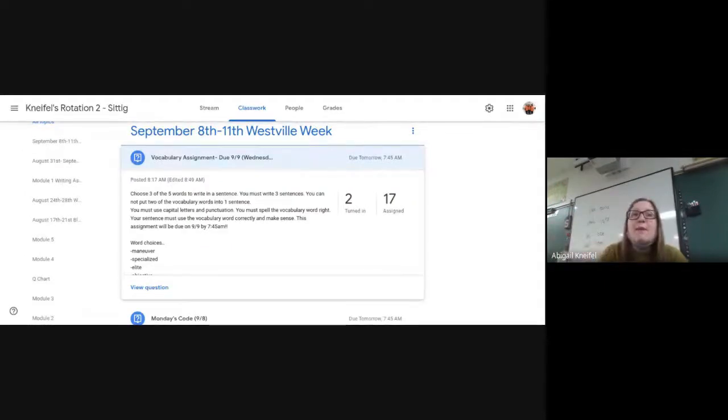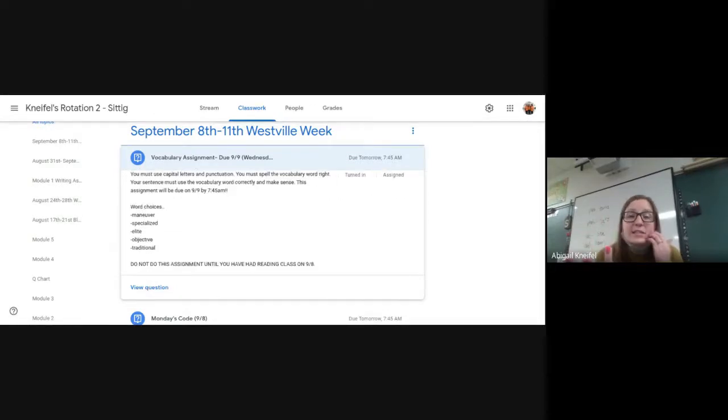You get a point for capital letters, punctuation, spelling the word correctly, the actual word, and then the sentence making sense. Yes, Ethan. Are we allowed to use one of the ones? Yeah, of course. But you have to have at least 3 sentences, each with 1 vocab word. Don't put all 3 words in one sentence because that's not the directions. You need to have 3 sentences. This is due by tomorrow morning.